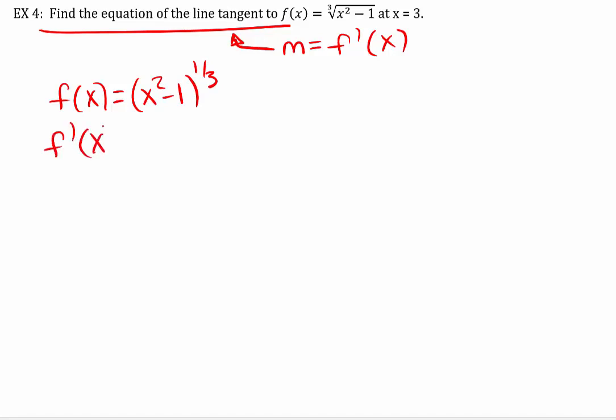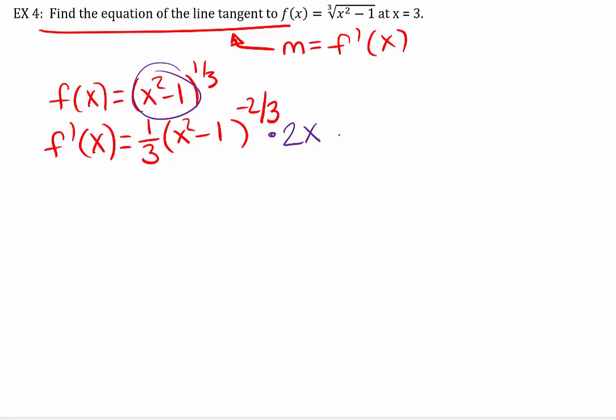So this time I have something to the 1/3 power. The derivative is going to be 1/3 times that something to the -2/3. 1/3 minus 1 is -2/3. Or 1/3 (x^2-1)^(-2/3). Then the chain rule says we have to multiply by the derivative of that inside function, and the derivative of x^2-1 is 2x. So we could write this derivative as 2x over 3(x^2-1)^(2/3).